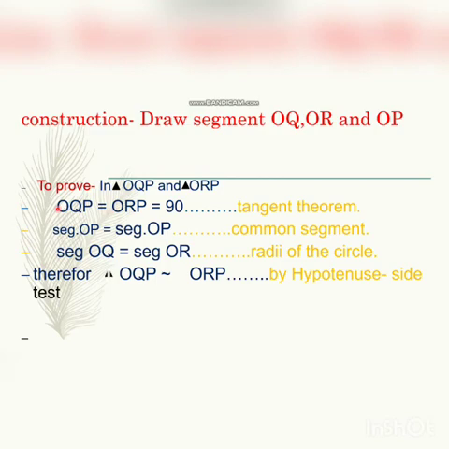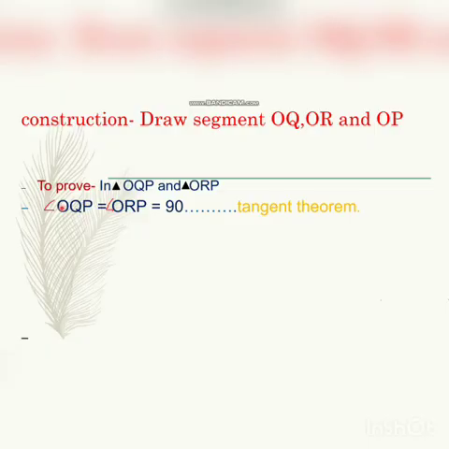And in triangles OQP and ORP, angle OQP is equal to angle ORP is equal to 90 degrees. Give the reason: tangent theorem. Both angles are 90 degrees, so triangle OQP and triangle ORP both are right angle triangles.